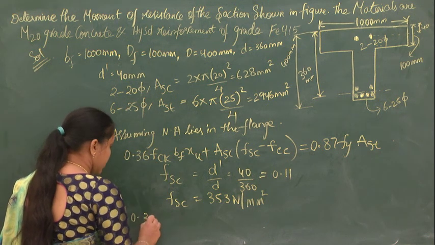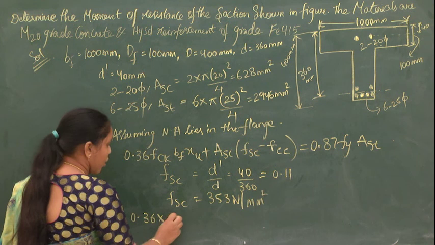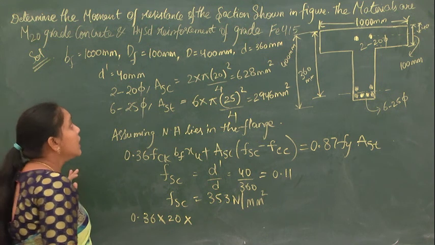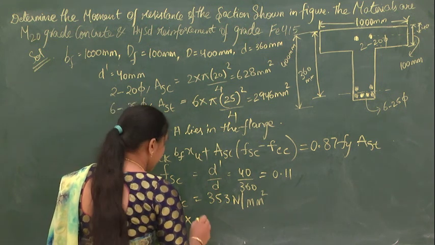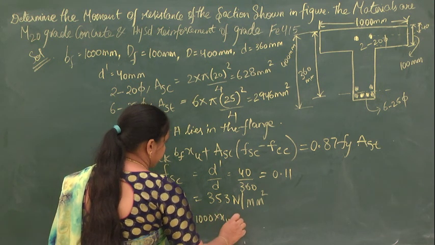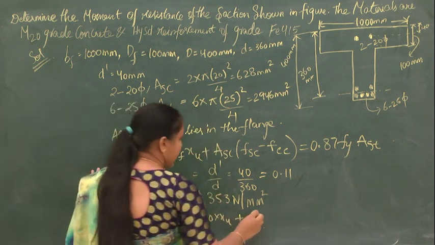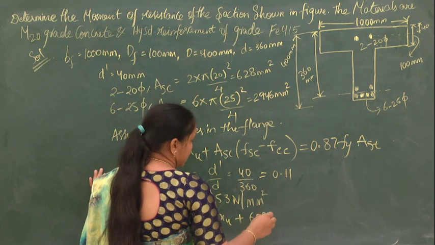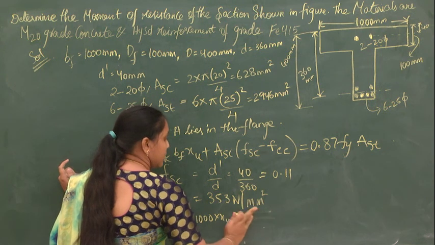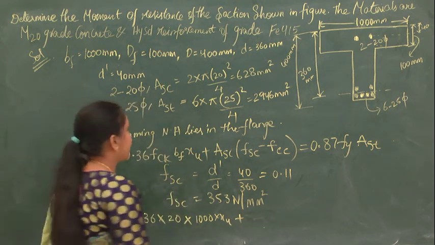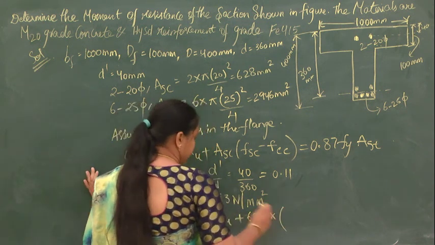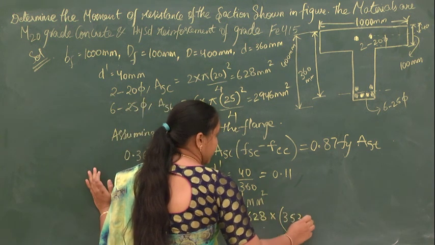So what will it be? 0.36 FCK. What is the grade of concrete here? It is 20 into BF. BF is nothing but the effective width of the flange. What is the effective width of the flange given here? It is 1000 mm into XU, which you have to calculate, plus ASC. What is ASC we have calculated here? It is 628 into FSC. FSC is 353 minus FCC.